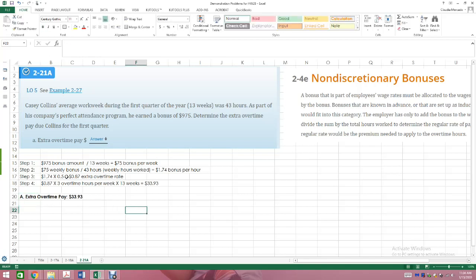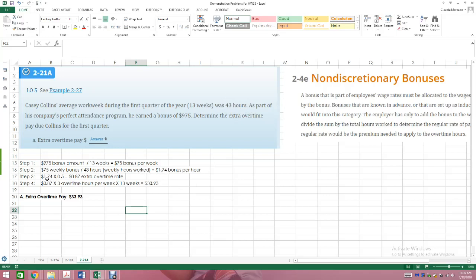So, first thing we do, let's review. You're going to get the bonus amount of $975 in this case and divide by the number of weeks it covers. This particular bonus covers a quarter, which is made up of 13 weeks. So that means that every week your bonus is going to be $75. Step 2, we're going to get our weekly bonus, which is $75, and we're going to divide by the average number of hours that you worked on this particular quarter. So the problem says that you worked 43 hours on average. So that means that for every hour, your bonus is $1.74.